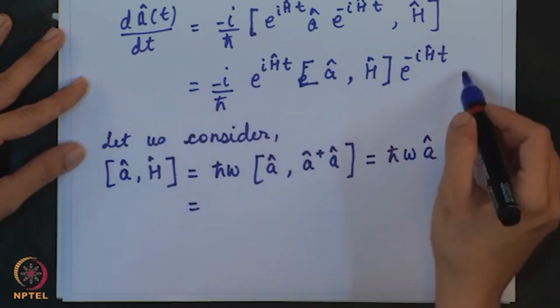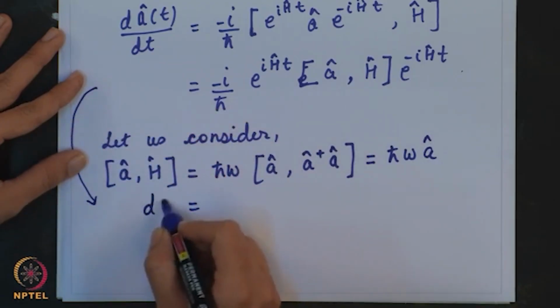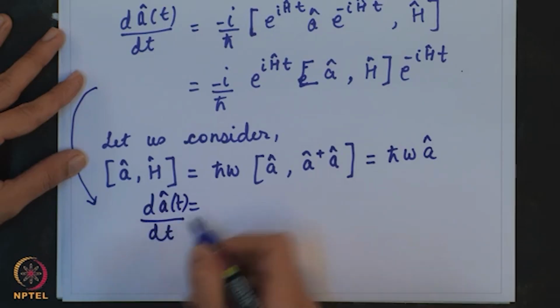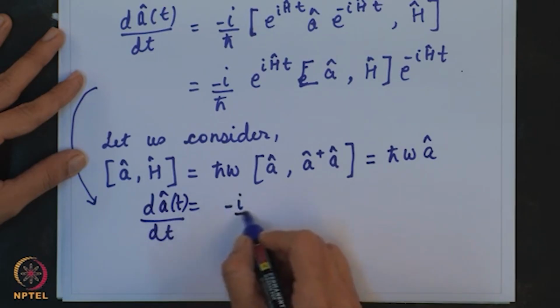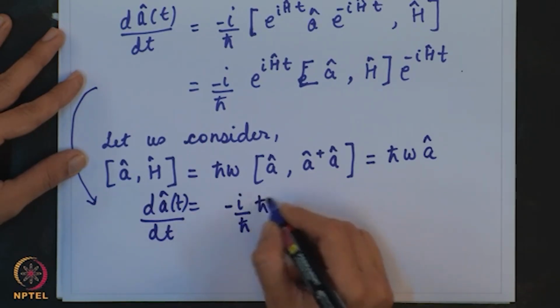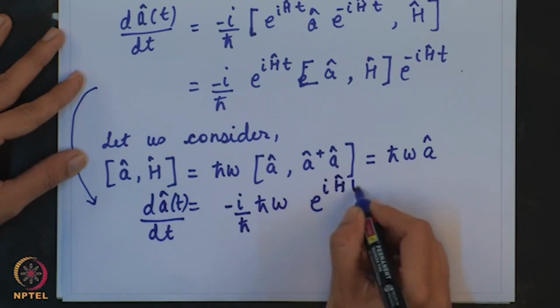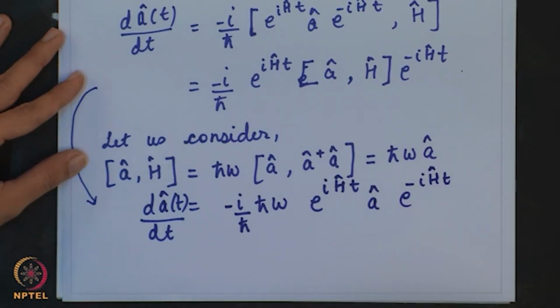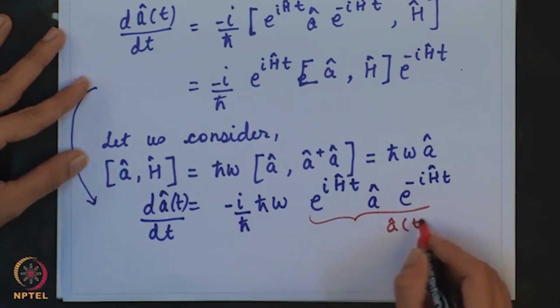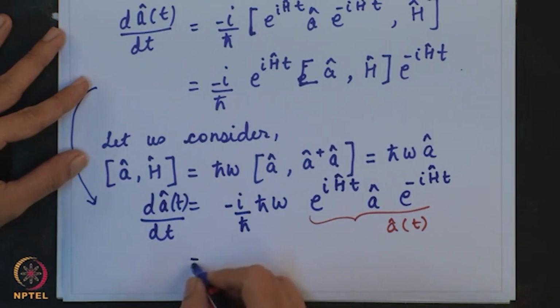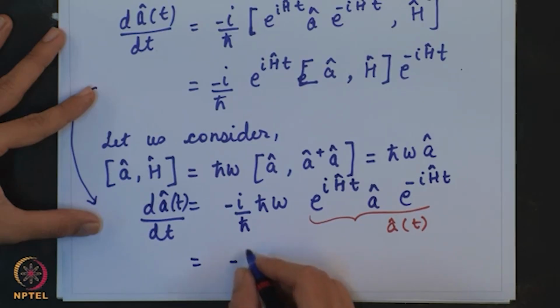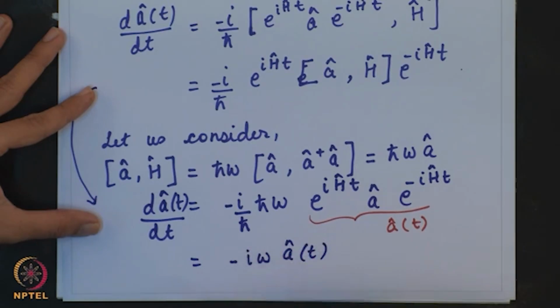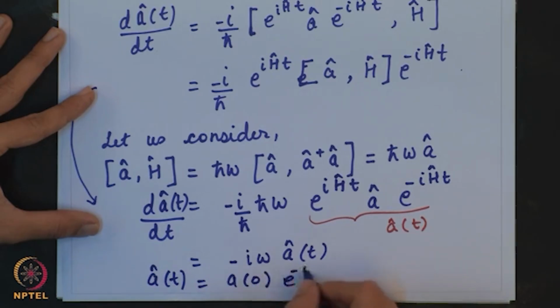So, what will happen to this? This would be dA(t)/dt equals minus i upon h cross, this will be h cross omega, e raised to iHt, A, e raised to minus iHt. This is the definition, I can put this back. So, I will have this as minus i omega A(t). So, A(t) is A(0) e raised to minus i omega t. So, we have obtained this.